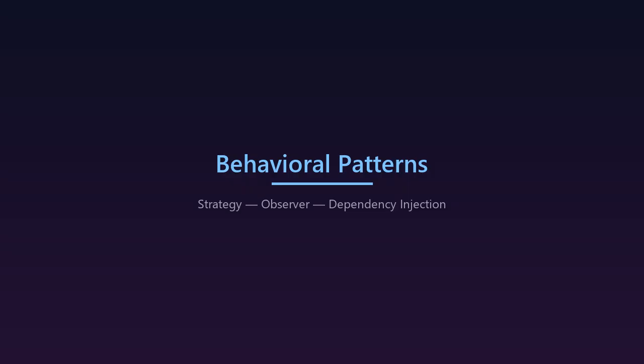Behavioral patterns. These define how objects communicate and distribute responsibility. Three patterns here: strategy, observer, and dependency injection.